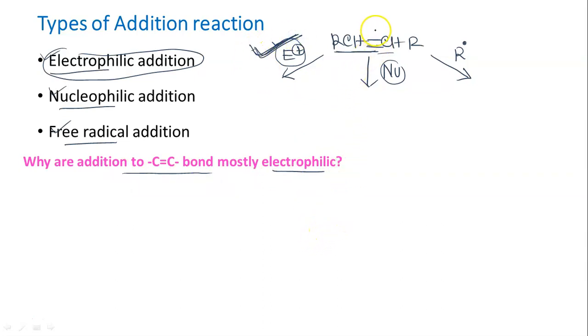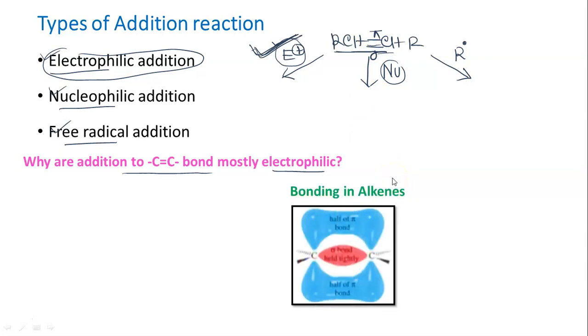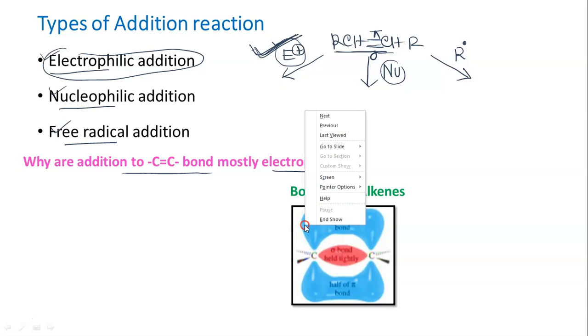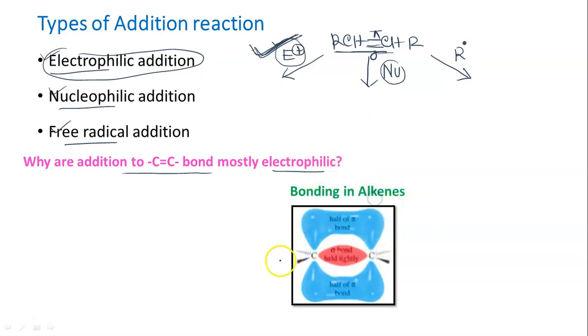The reason is, here we have a pi bond and a sigma bond. So the pi bond is very loosely held. Okay, if we see the bonding in alkene, you can see here the sigma bond is held very tightly, but the pi bond, as it is formed by sidewise overlap of the p orbitals, is loosely held. This is one half of the pi bond, this is another half of the pi bond. So compared to the sigma bond, it is loosely held. So it is easily available to electron deficient species.